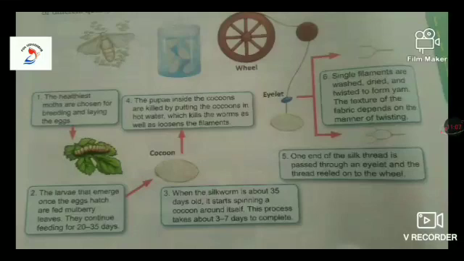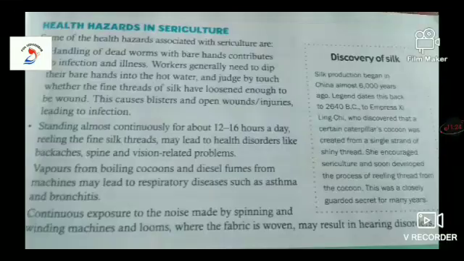The pupa inside the cocoons are killed by putting the cocoons in hot water, which kills the worms as well as loosens the filaments. Next, one end of the silk thread is passed through an eyelet and the thread is reeled onto the reel. Single filaments are washed, dried and twisted to form yarn. The texture of the fabric depends on the manner of twisting.